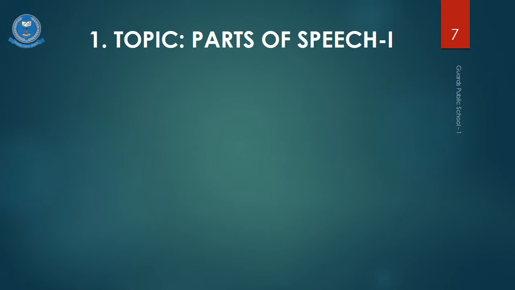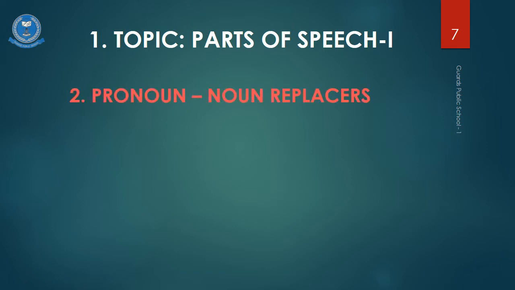Okay, now we have here number 2. Pronoun, noun replacers. They are used in the place of a noun. Pro means in the place of. So they are used in the place of a noun to avoid the repetition of a noun in a sentence.